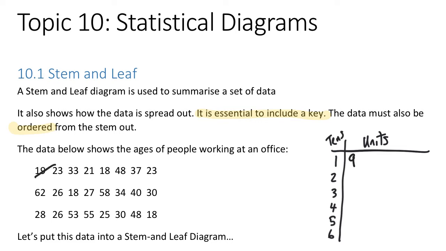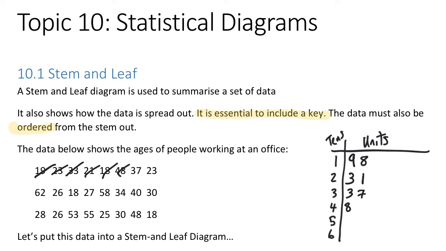The next number is 23, so it's 2 tens and 3 units. So I've marked that off. 33 is 3 tens and 3 units. 21 is 2 tens and 1 unit, so I put the 1 beside the 3, and it's made up of 21. 18, so I'm going to put the 8 beside the 9. 48, 8 beside the 4.